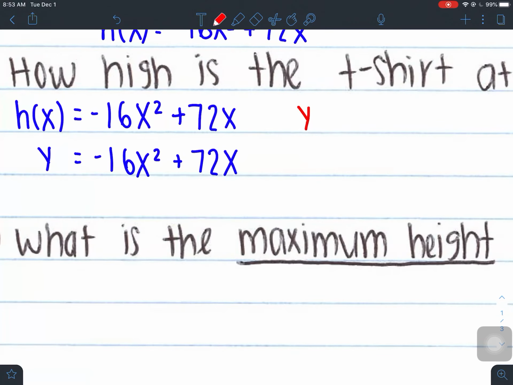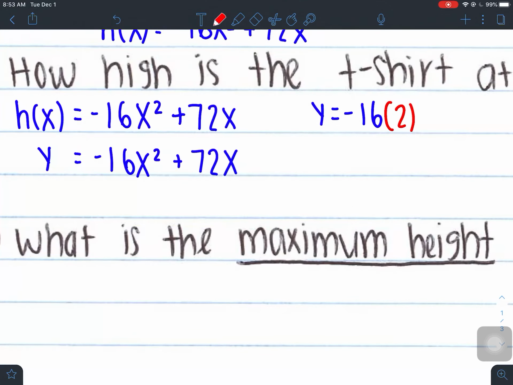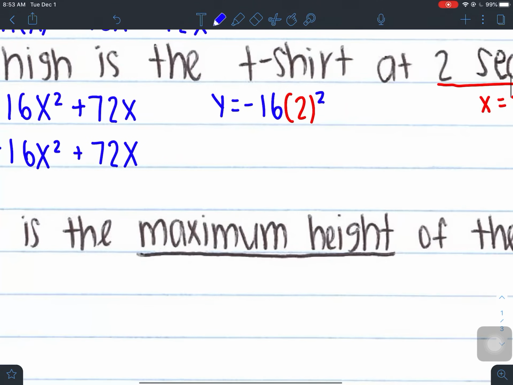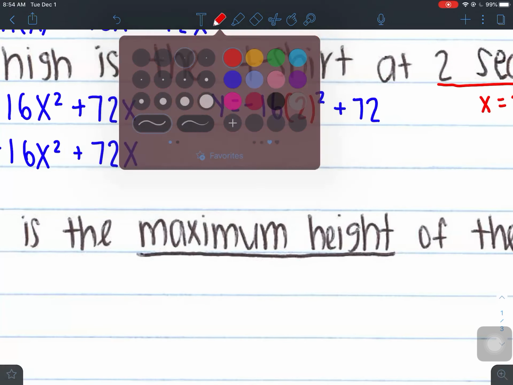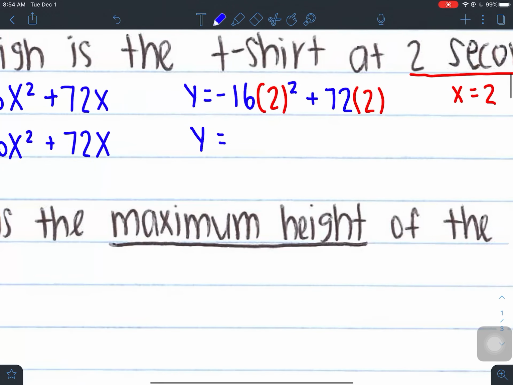So we have y equals negative 16, and in parentheses I have 2 squared plus 72 times 2. Okay, so that's going to give me y equals, and I can actually type the entire thing into the calculator. So negative 16, 2 squared, and I'll go ahead and show you my calculator in a little bit so you can see what I typed in exactly as I typed it in.